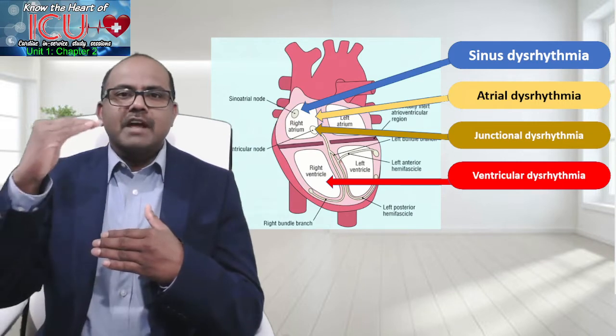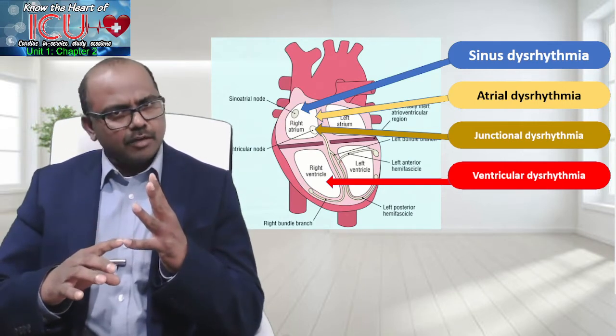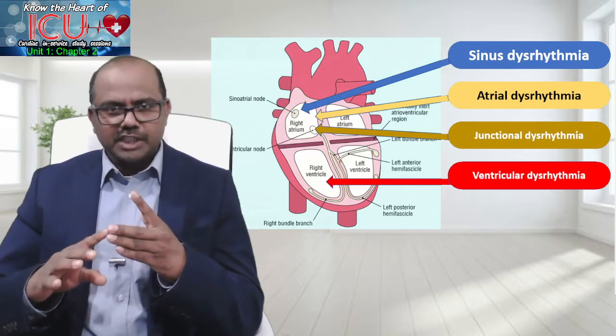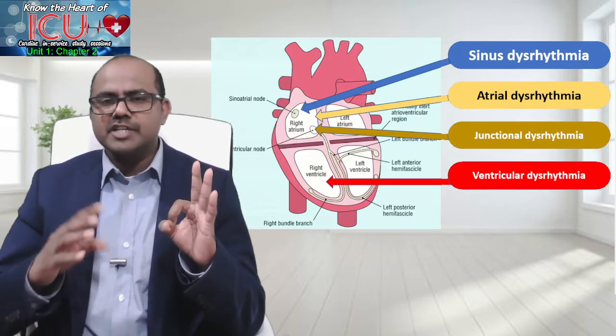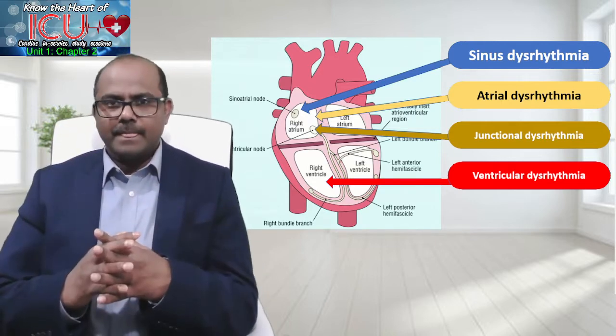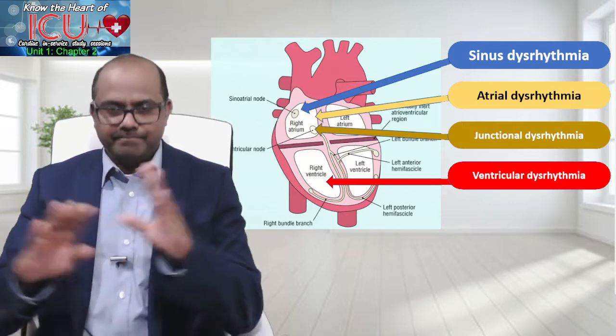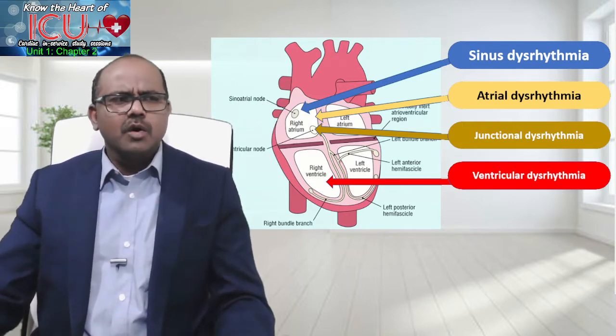But all the supraventricular complexes, that is, if the impulse originates from the SA node or atria or junction, it's hard to distinguish, because every QRS will be narrow. So if the impulse originates from the ventricle, it's easy to identify; it will be broad and bizarre. So we'll go in detail.